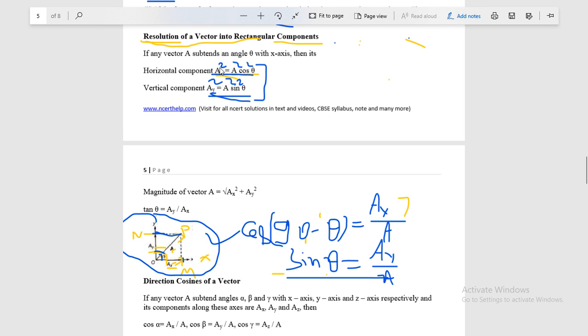So now if you add these together, you will get AX square plus AY square. So AX square plus AY square is equal to, you can see here A square is common. If you add these portions together, you can write here A square, and in bracket cos square plus sine square.